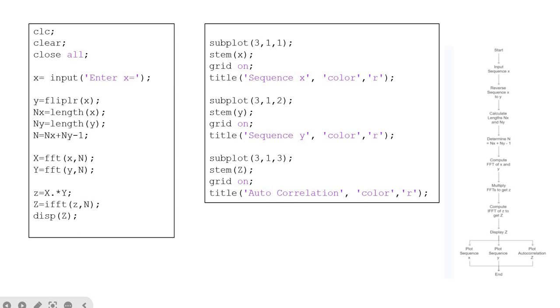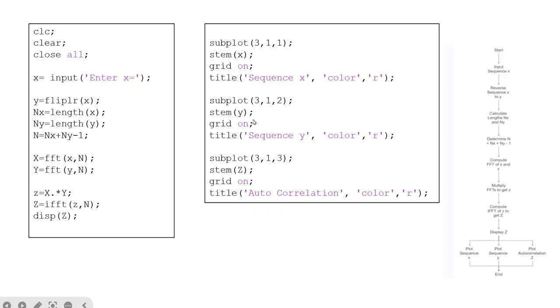Then next you have stem x. Stem is used to plot the discrete sequences. Then you have grid on. Then you have title, sequence of x. Color, we are using red. You can change the color also. You can use blue here, B, it will give blue color. You can use G, it will give green color.